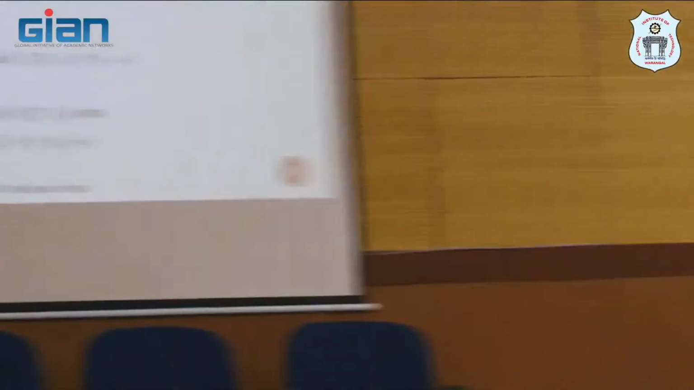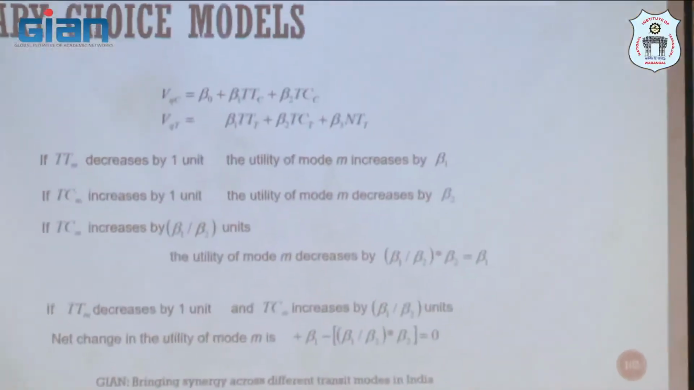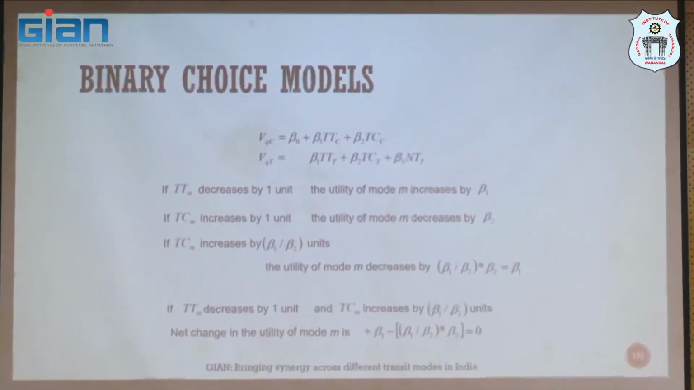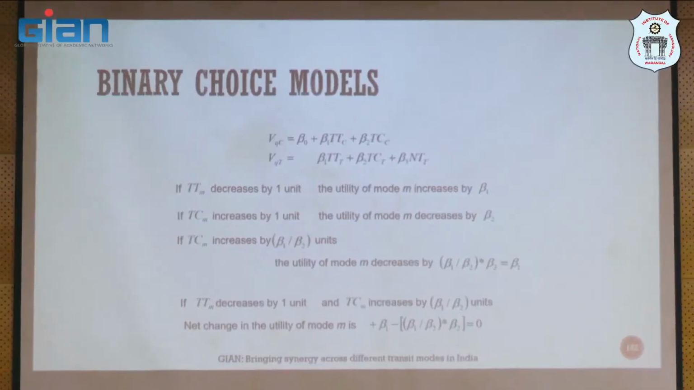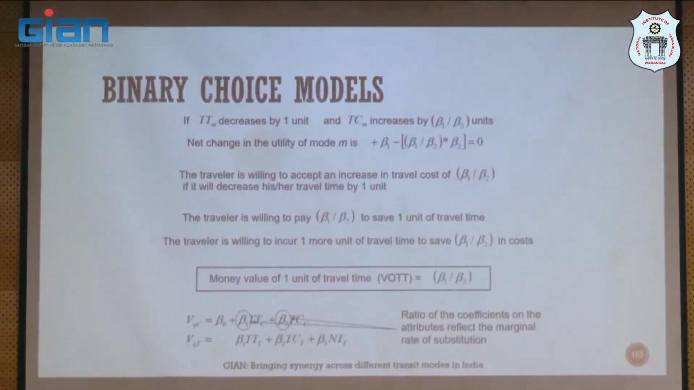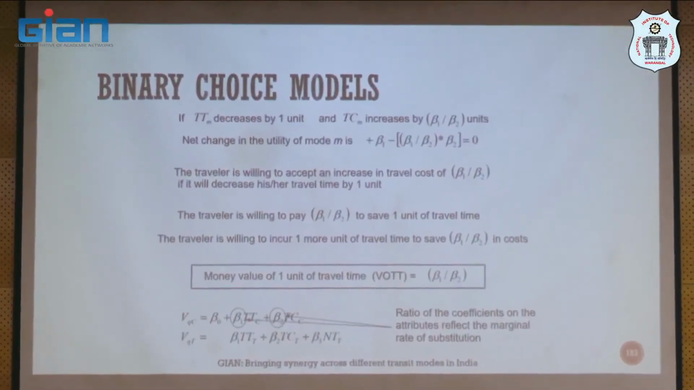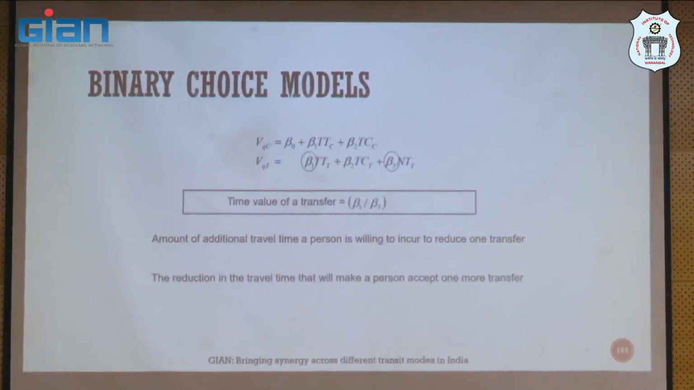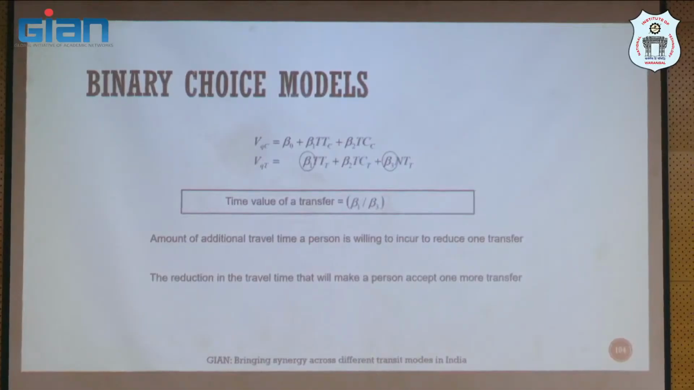Right? If you want to look at how much money people are willing to pay to avoid a transfer, take the same ratio. You can do the same approach to figure that out. What I'm showing here: the money value of time is beta 1 over beta 2. You can also come up with the time value of transfer. How many minutes is equal to 1 transfer?